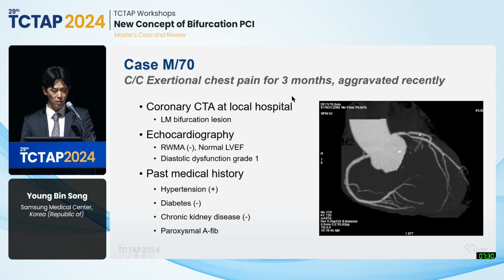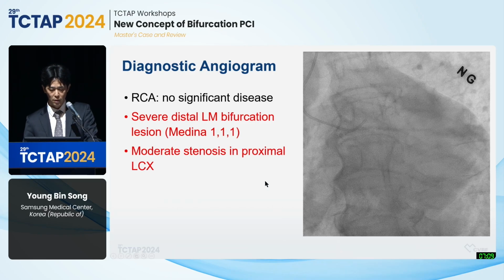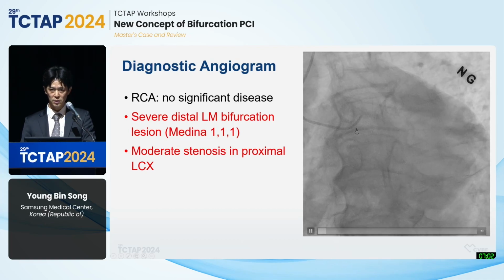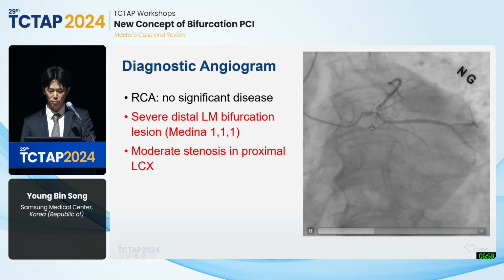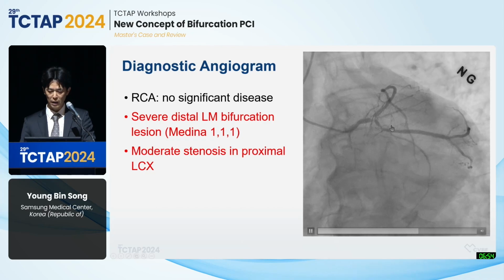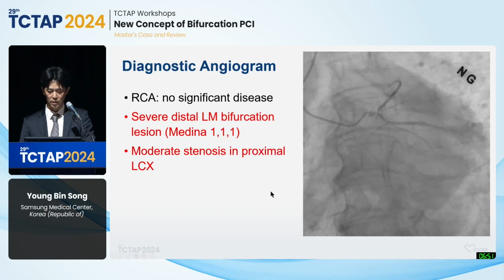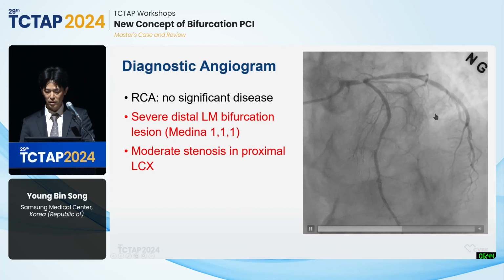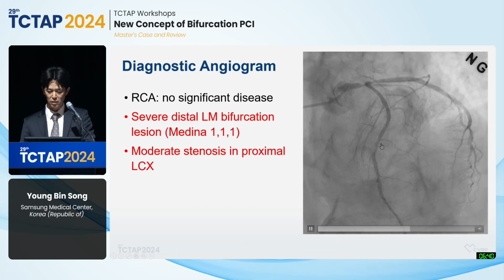A 70-year-old male was admitted for exertional chest pain, and coronary CT angiography showed a suspected left main lesion, and echocardiography showed a normal LV ejection fraction without regional wall motion abnormality. His past medical history includes hypertension and paroxysmal atrial fibrillation. The diagnostic angiogram showed severe distal left main stenosis and LAD ostial stenosis, as well as circumflex ostial stenosis. There is some moderate stenosis in the proximal circumflex artery. The RCA had no significant disease, and the epicardial view showed a mild plaque in the mid LAD.